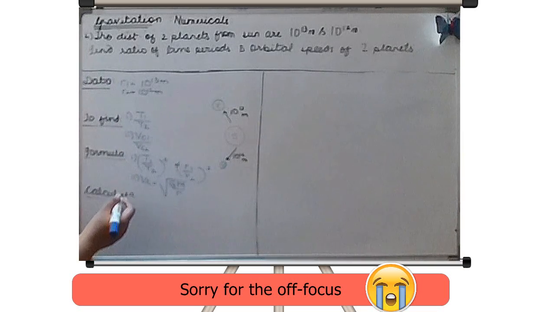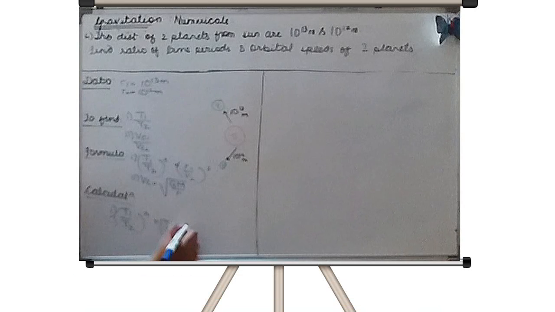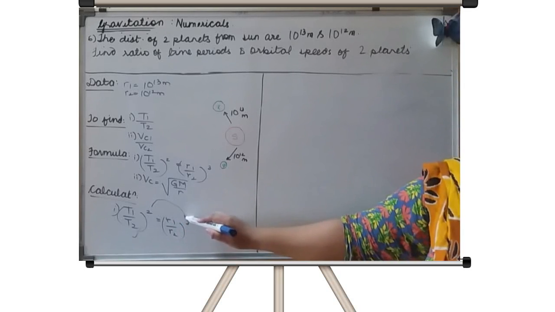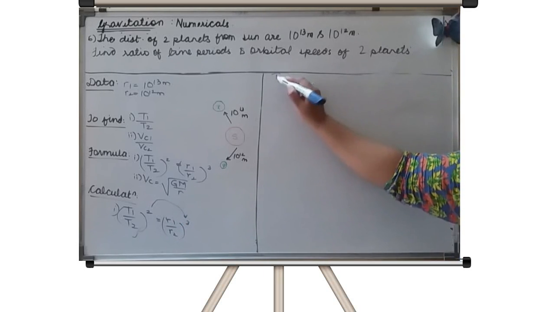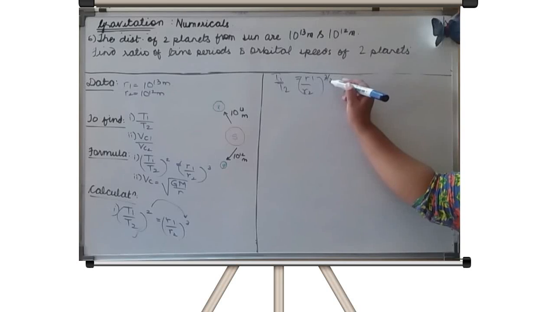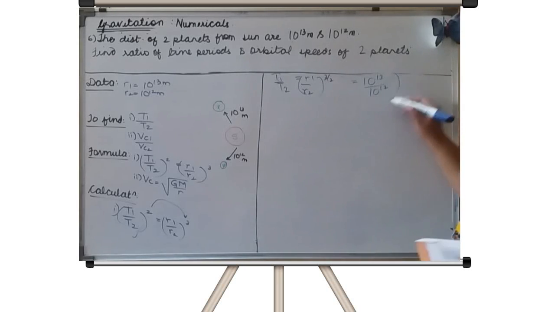So first calculation: (T1 upon T2) the whole square is equal to (R1 upon R2) the whole cube. We don't know both of them. What we will do, we will transfer this square and it will become 3 by 2. T1 upon T2 is equal to (R1 upon R2) raised to 3 by 2. Okay, what is R1 upon R2? It is nothing but 10 raised to 13 upon 10 raised to 12, which we cancel, we will get 10 raised to 1. So this will become nothing but 10 raised to 3 by 2.